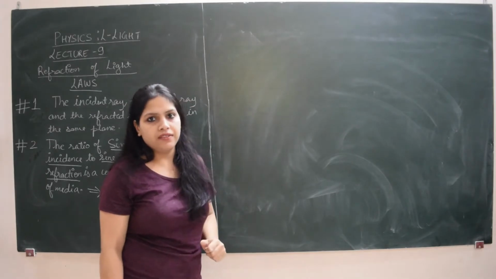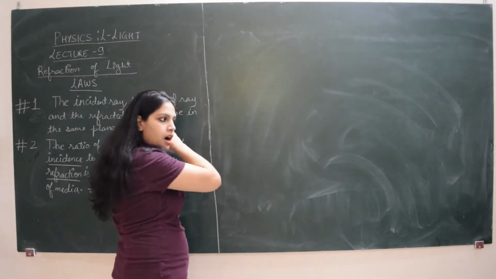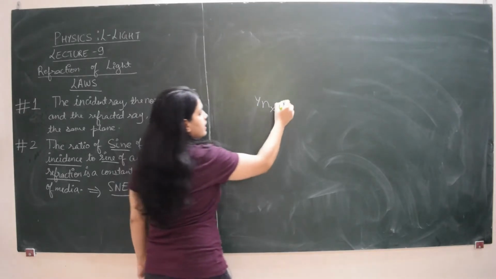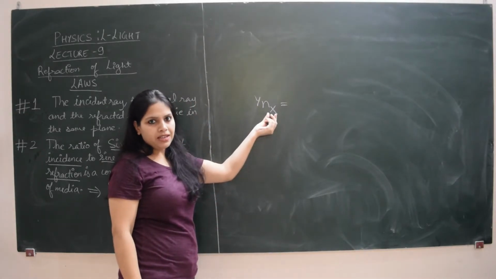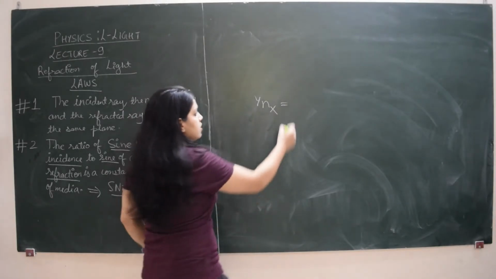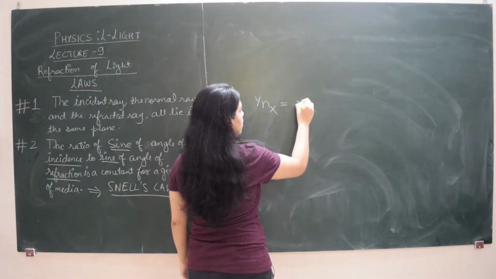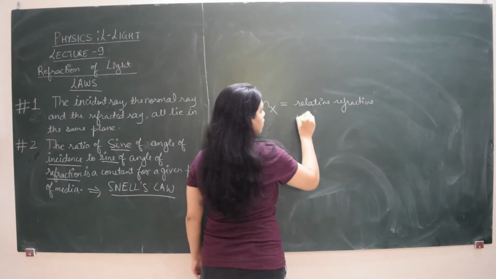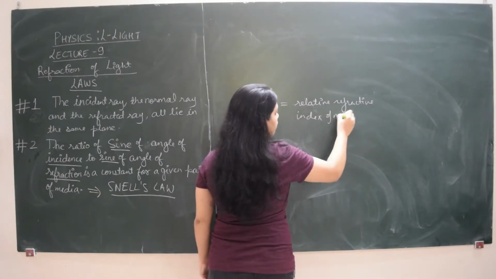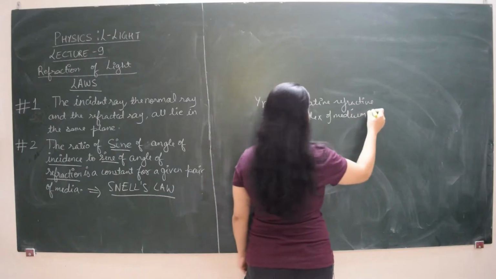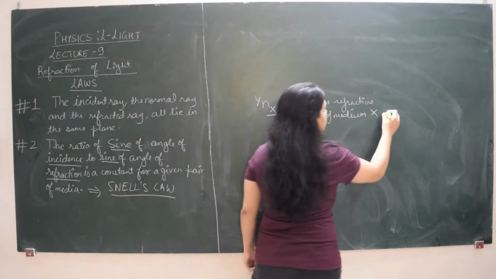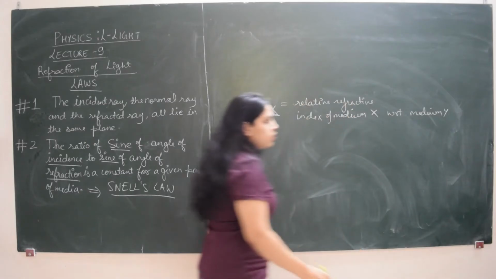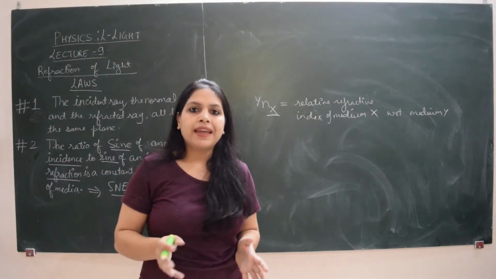Second thing is absolute refractive index. Absolute refractive index, how is it different is, normally if I write the refractive index like this, it simply means that the refraction is taking place in medium X and the incident ray is in medium Y. So, this is relative refractive index of medium X, which is put here, with respect to medium Y.